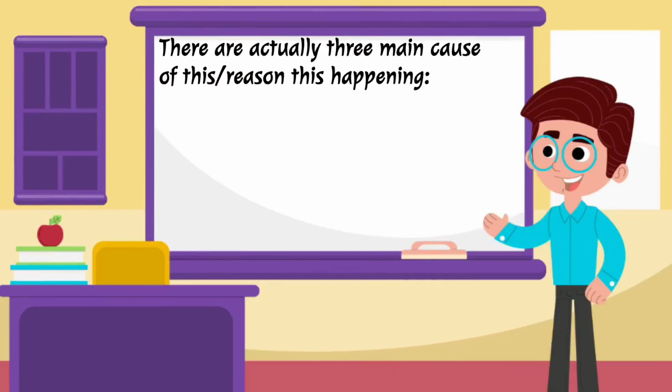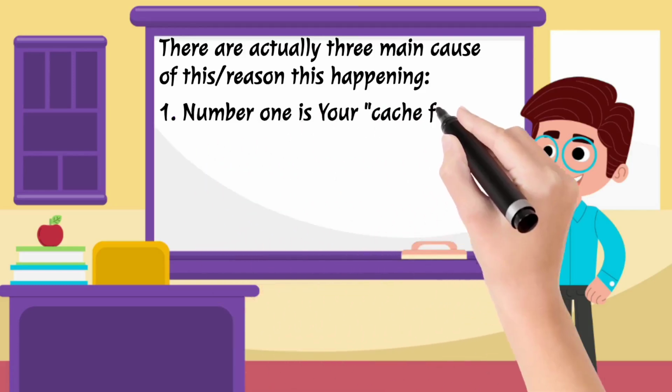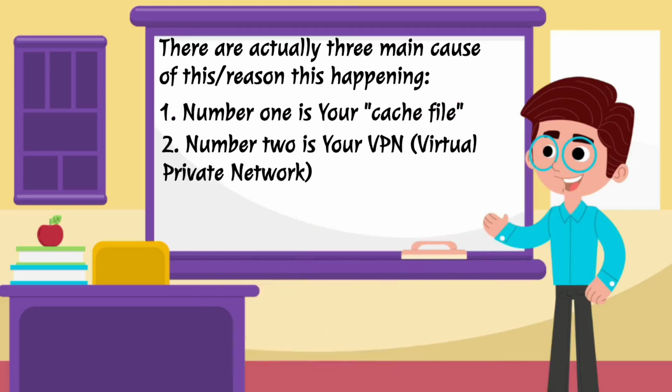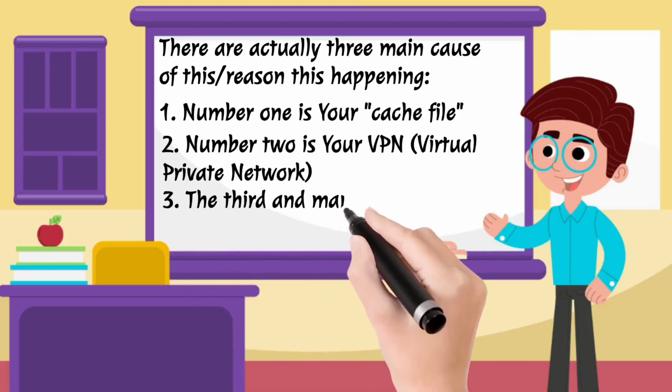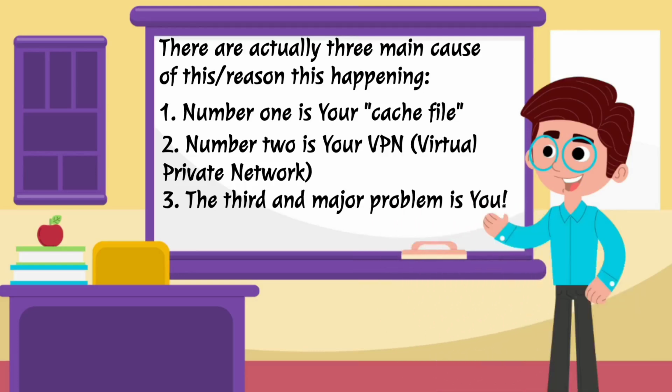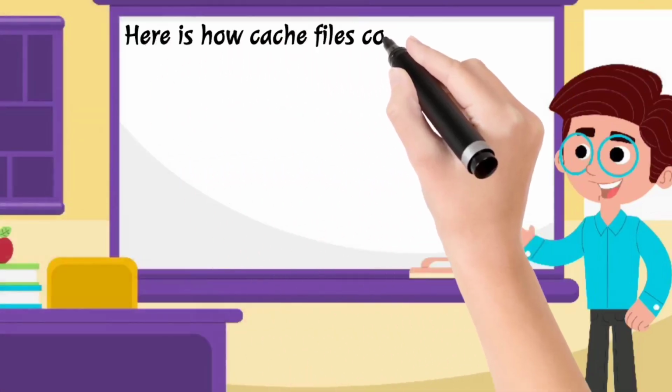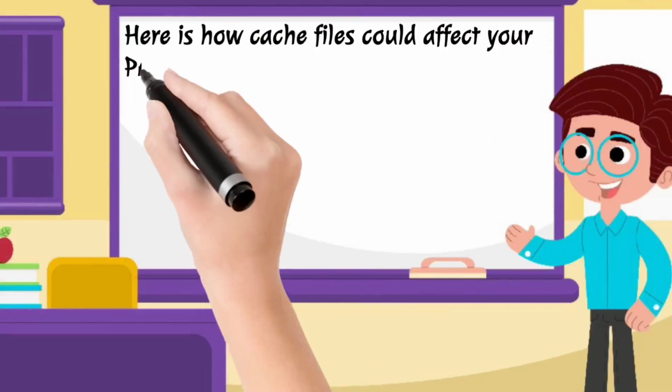I'll first of all list them, then explain them one by one. Number one is your cache file. Number two is your VPN. And three, you. I know you'll be wondering why me. I'm going to explain that in a moment. Now number one, like I said, is your cache file.